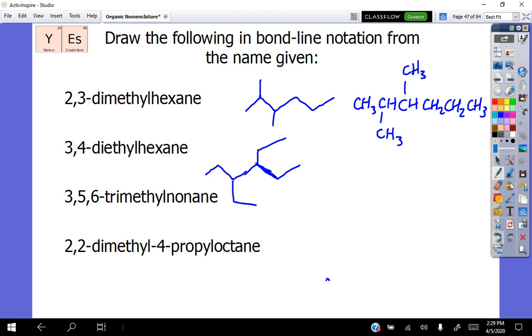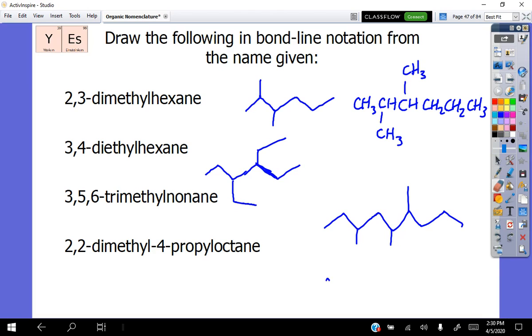All right, the next one we've got nonane, which is 9. 1, 2, 3, 4, 5, 6, 7, 8, 9 carbons. And on the 3rd is a methyl, on the 5th is a methyl, and then on the 6th is a methyl.